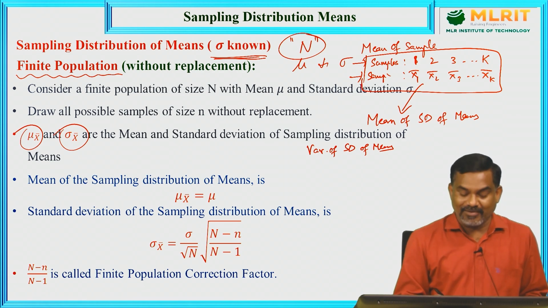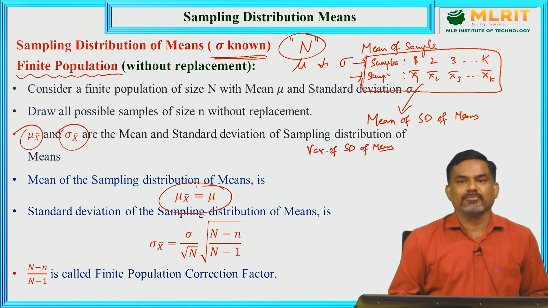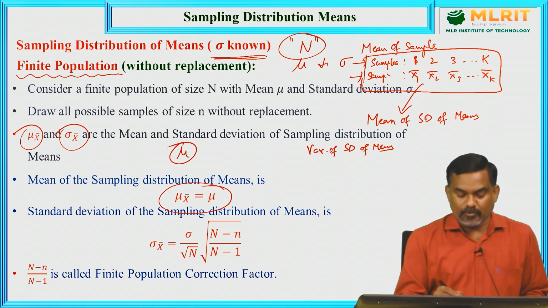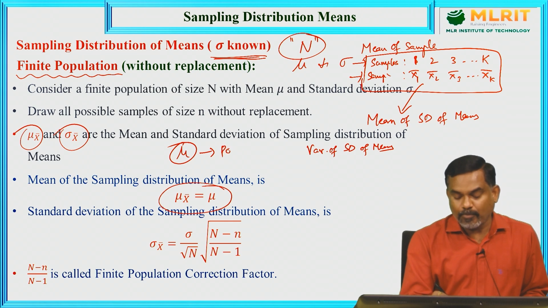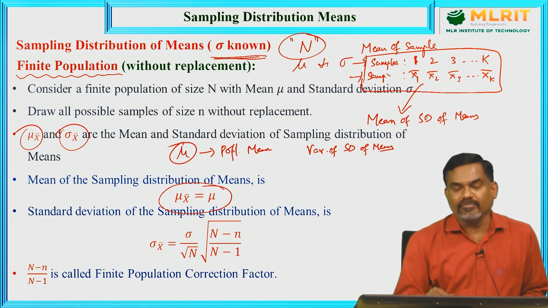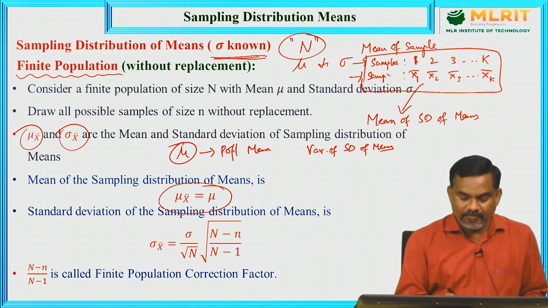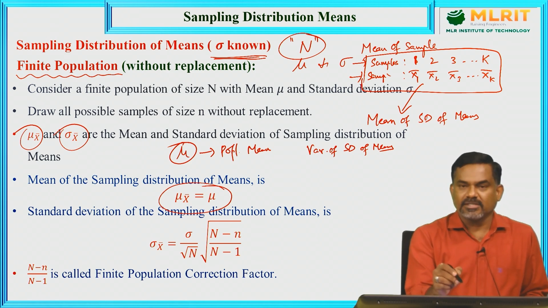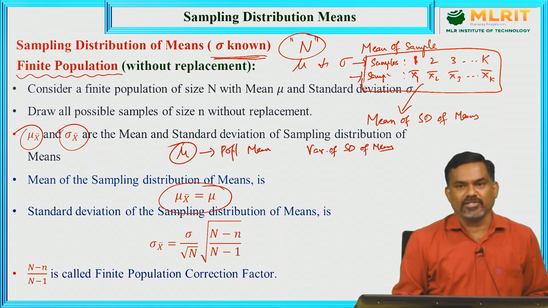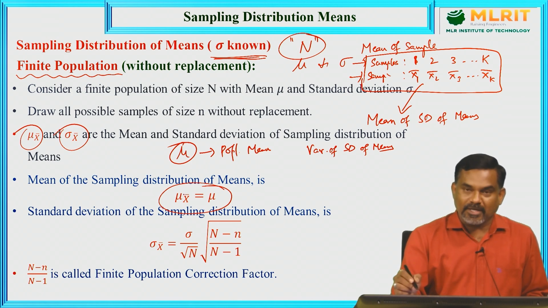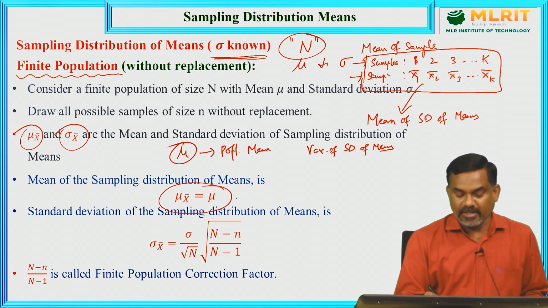Then these two values are given by, you see here, mu x bar is mu. What does it mean? What is mu? This denotes the population mean, or the mean of the population, and mu x bar is the mean of the sampling distribution of means. So here mu x bar and mu are the same. In the sampling distribution of means, with sigma known, in the finite population case, mu x bar is mu. Then the mean of the sampling distribution of means and the actual population mean are the same.